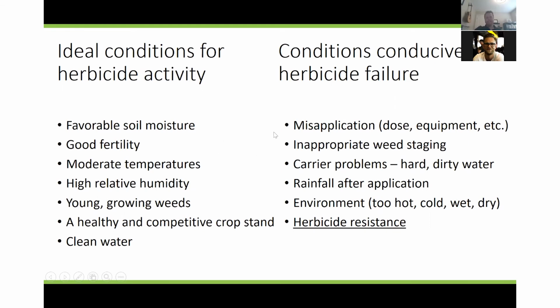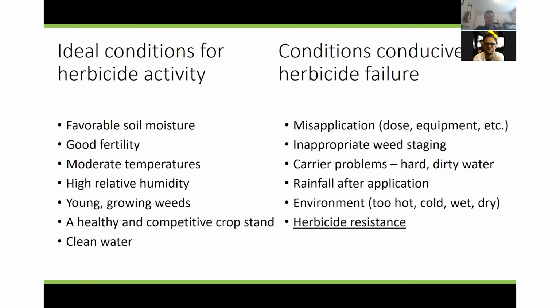Inappropriate weed staging is a big one. So it's important to pay attention to the weed stages that are on the herbicide label or in the Blue Book, the Guide to Crop Protection, because often we see applications outside of that window, and obviously that generally leads to a lack of control of the weed.